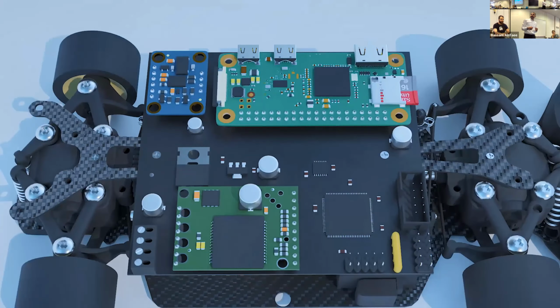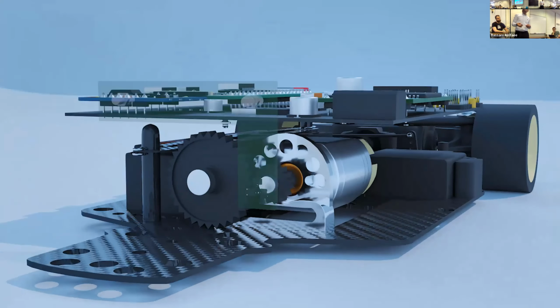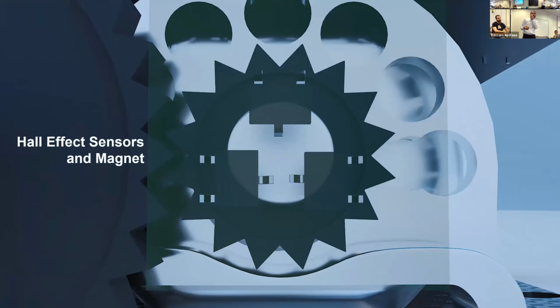And for the localization of the vehicles, we use LEDs. So we place on every vehicle 4 LEDs, 3 for detecting the pose. Pose is position and orientation. These are the outer LEDs, so pose LEDs. And in the middle, we have an LED blinking in different frequencies to code the ID of the vehicle. So different frequencies means different vehicles. And on the back side, we have Hall effect sensors for the rotations of the wheels.